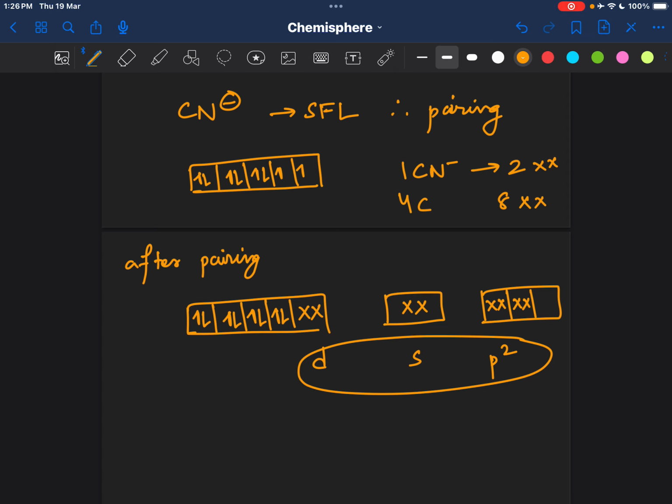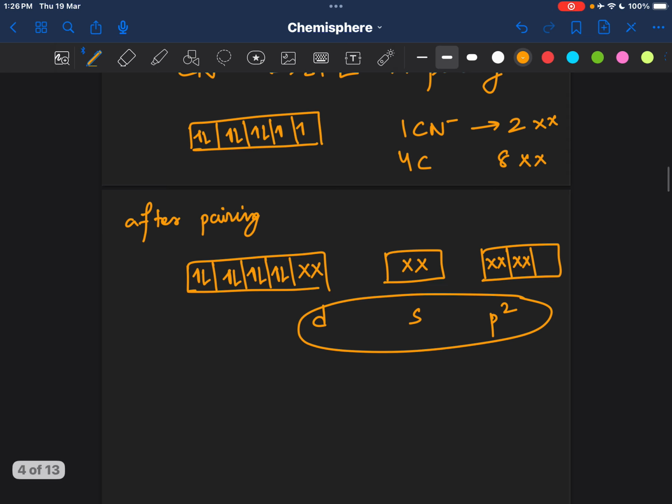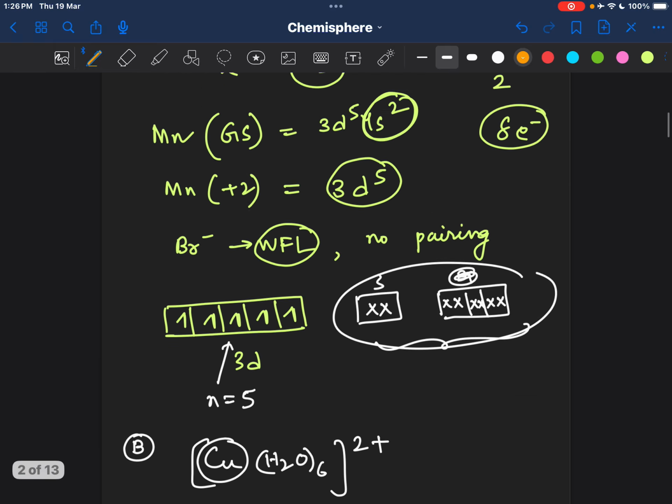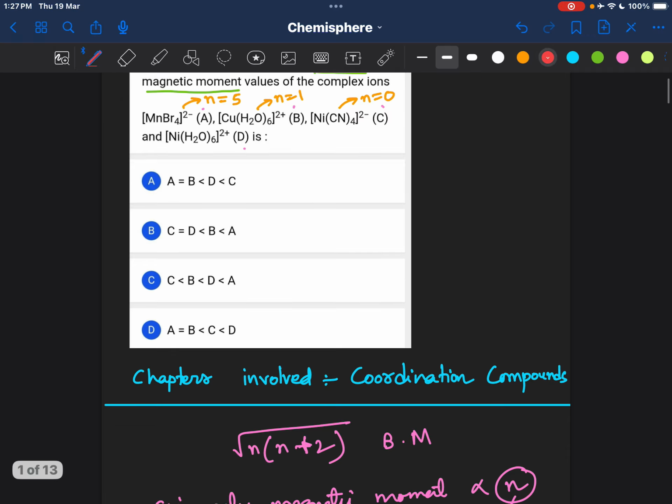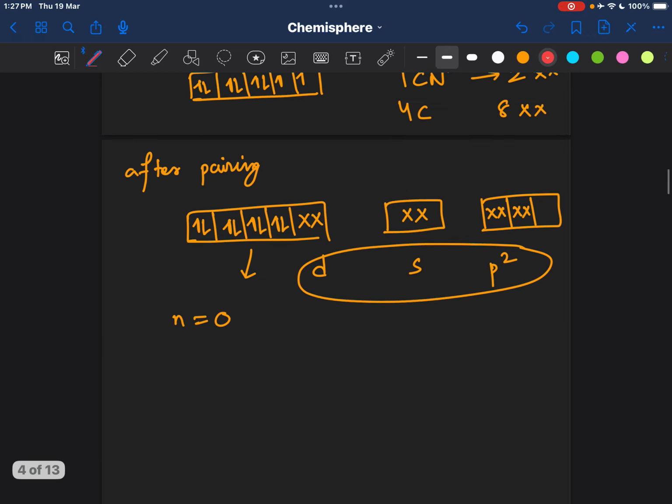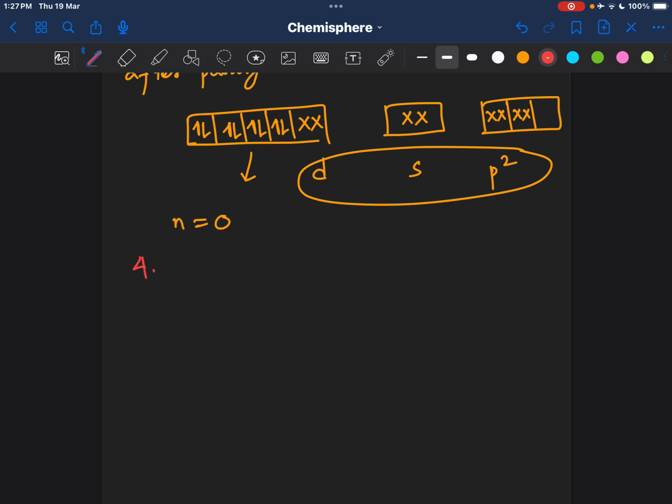Okay, extra information: after pairing you can see there is no unpaired electron, so n is going to be 0. So therefore we can write down that in the third complex n value is 0. Okay, now let's calculate for the fourth one. The fourth complex is Ni(H2O)6 2 plus.